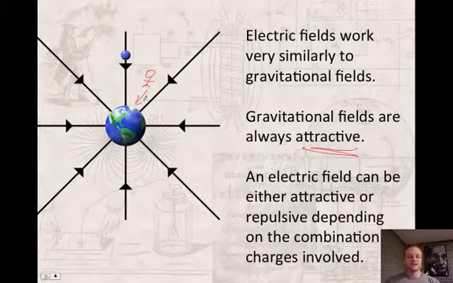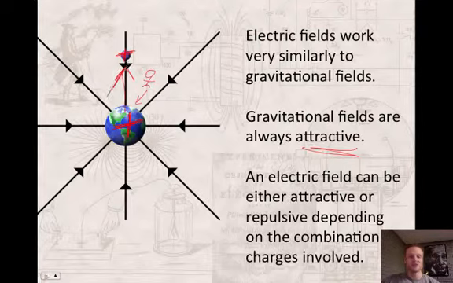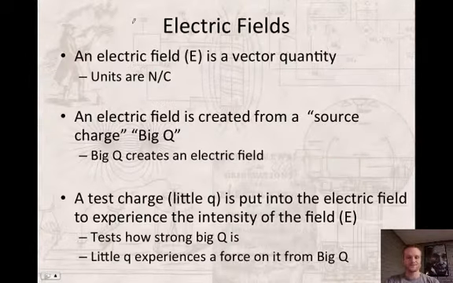Electric fields are different in that they can either be attractive or repulsive depending upon the combination of charges involved. For instance, let's say the Earth is a positively charged particle, and I make this little sphere right here positively charged. Clearly these two are not going to attract one another. Instead, they're actually going to repel. So this is going to be pushing this charge away. And that is the big difference between a gravitational field and an electric field.